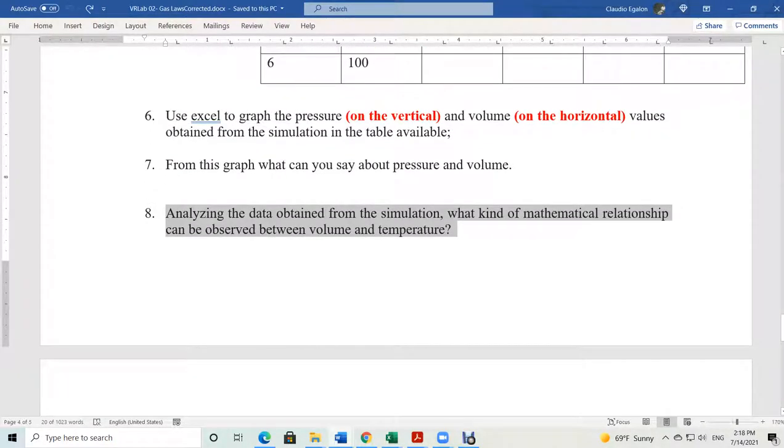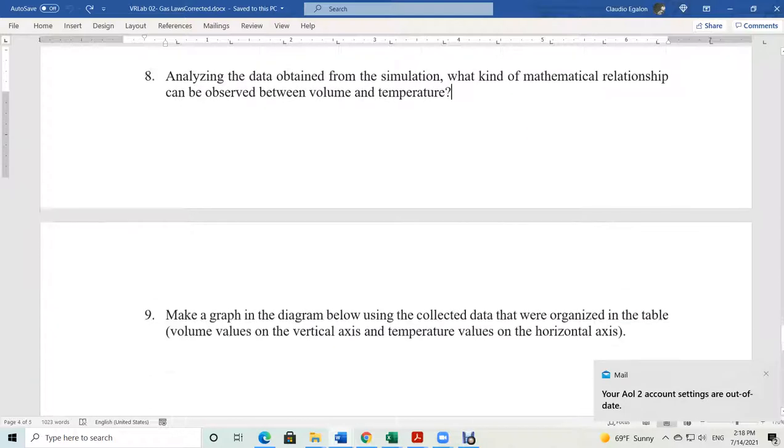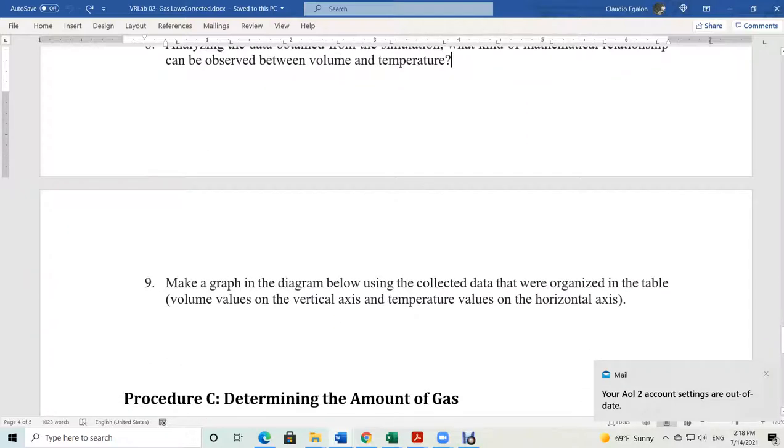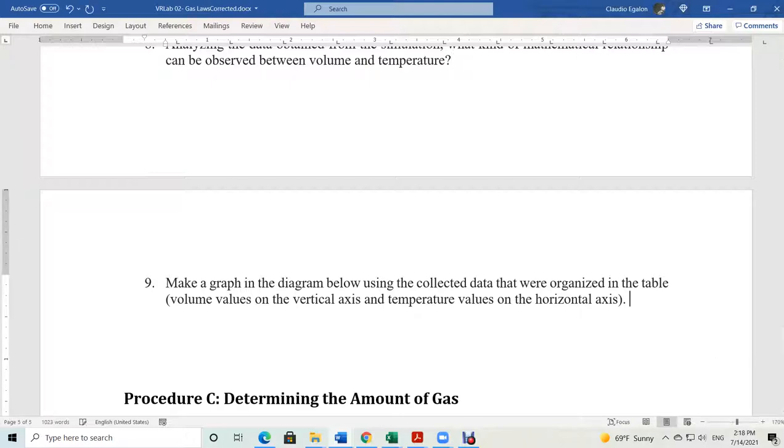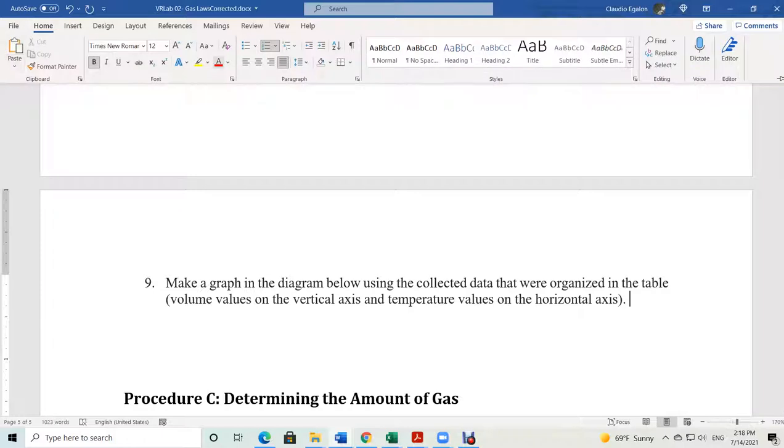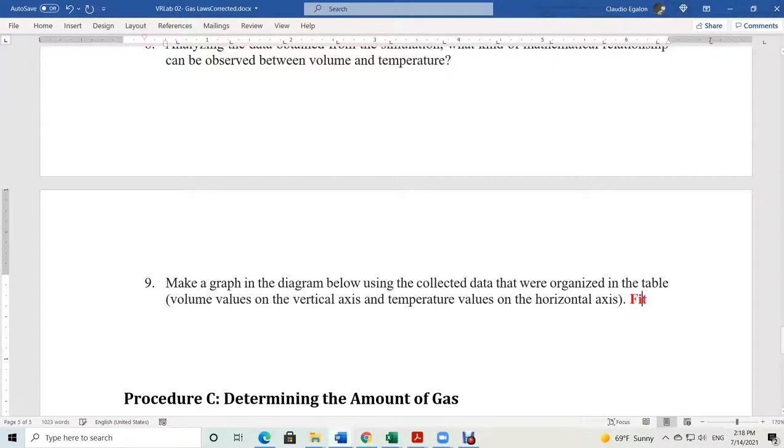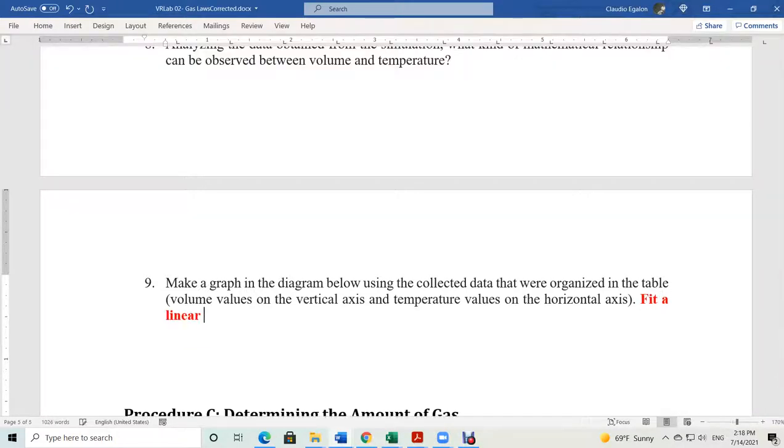Okay. Yes. You've got to plot, make a graph diagram below. Yeah, volume goes on the vertical. Okay. But you also have to do something else too. Here you go. You didn't write it down. Fit a linear curve to this graph. Okay, just like I did.